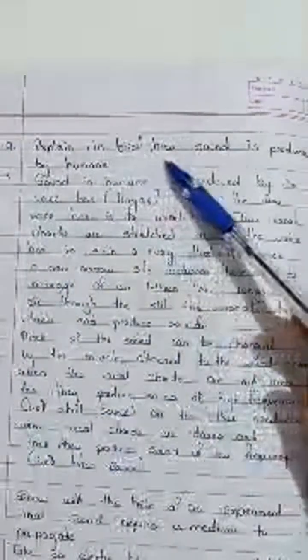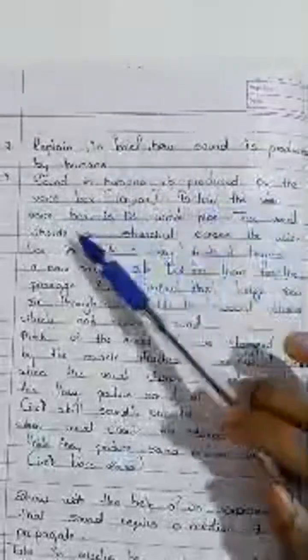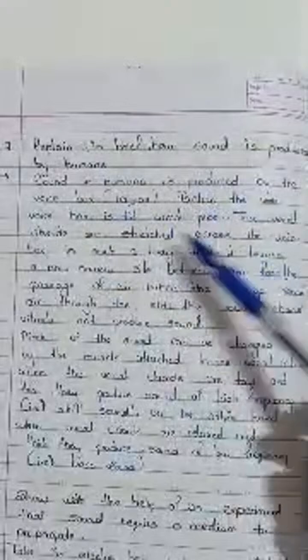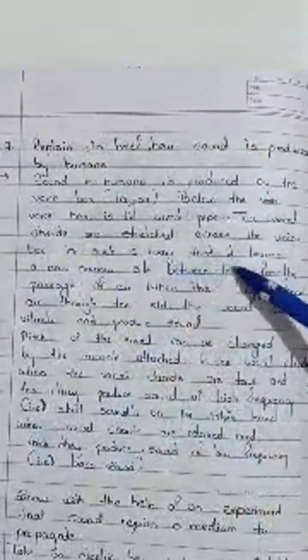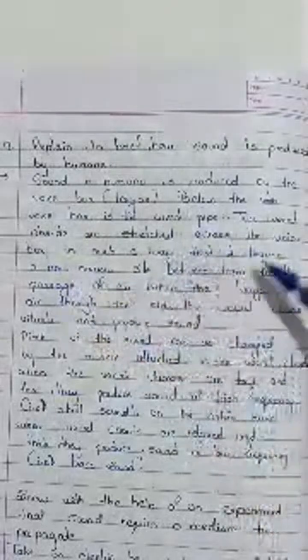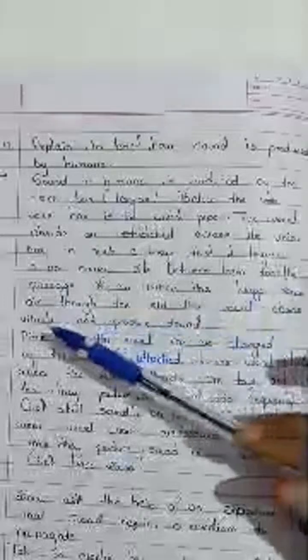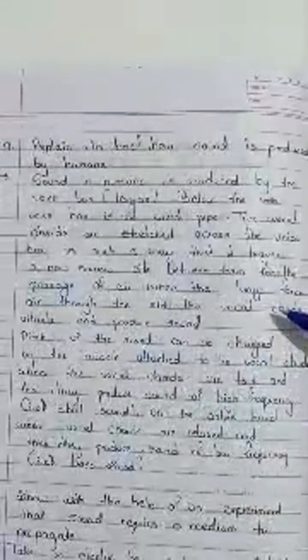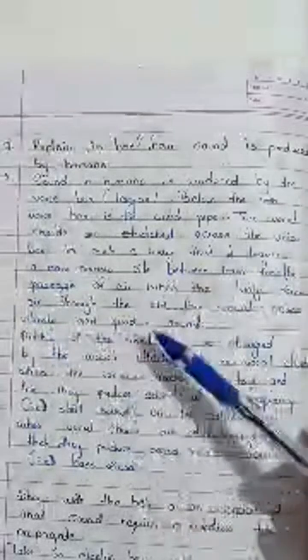Ninth, explain in brief how sound is produced by humans. Sound in humans is produced by the voice box. Below the voice box is the windpipe. Two vocal cords are stretched across the voice box in such a way that they leave a narrow slit between them for the passage of air. When the lungs force air through the slit, the vocal cords vibrate and produce sound.